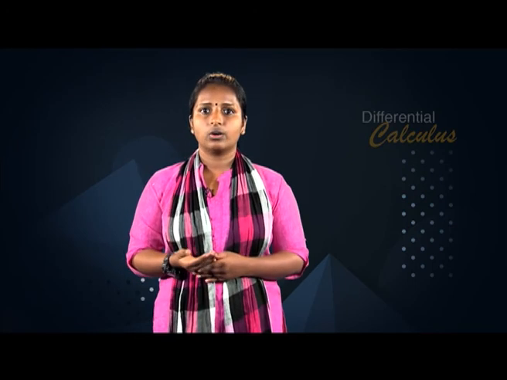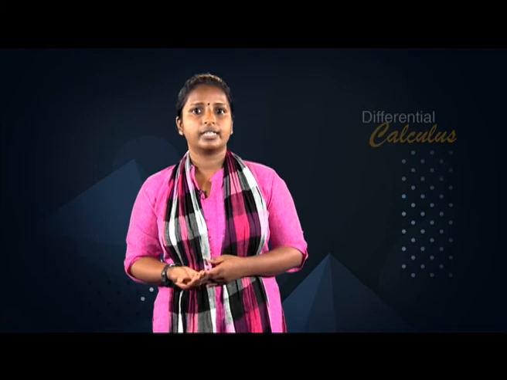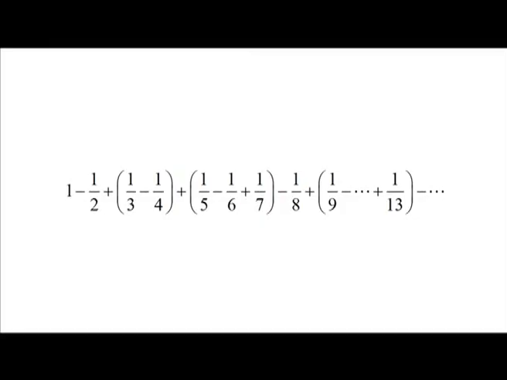Grouping of series. Given a series summation x_n, we can construct many other series summation y_k by leaving the order of the terms x_n fixed, but inserting parentheses that group together finite numbers of terms. For example, the series 1 minus 1/2 plus 1/3 minus 1/4 plus 1/5 minus 1/6 plus 1/7 minus 1/8 plus 1/9 minus etc. plus 1/13 minus etc. is obtained by grouping the terms in the alternating harmonic series.